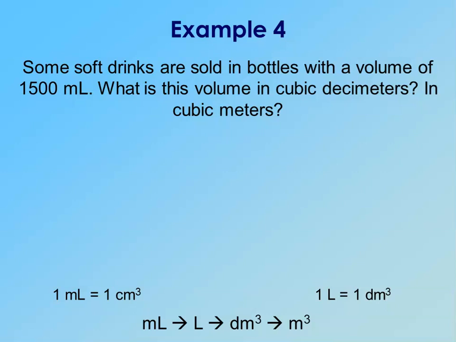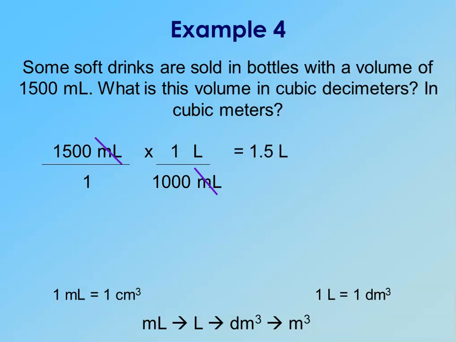This is just one way you could solve this problem. If I start with what I know, the 1500 milliliters, and I know that there's 1,000 milliliters for every 1 liter, now I've got my problem in terms of liters. I know that a liter is the equivalent of a decimeter cubed. You can show that conversion, or if you recognize that they mean the same thing, you can go ahead and interchange it. I do not need to see the 1-to-1 ratio. But that gives me my volume in cubic decimeters.